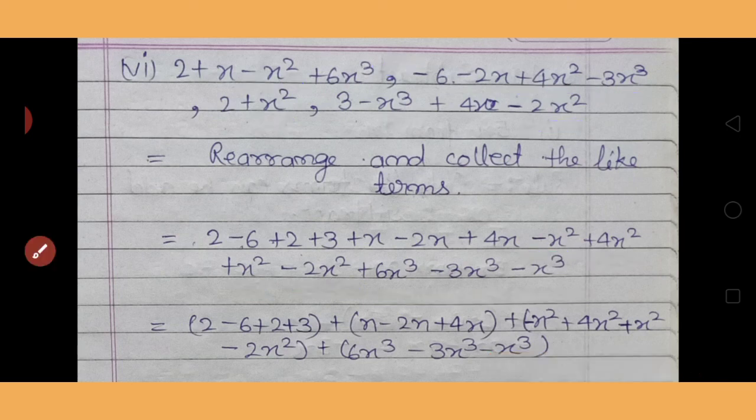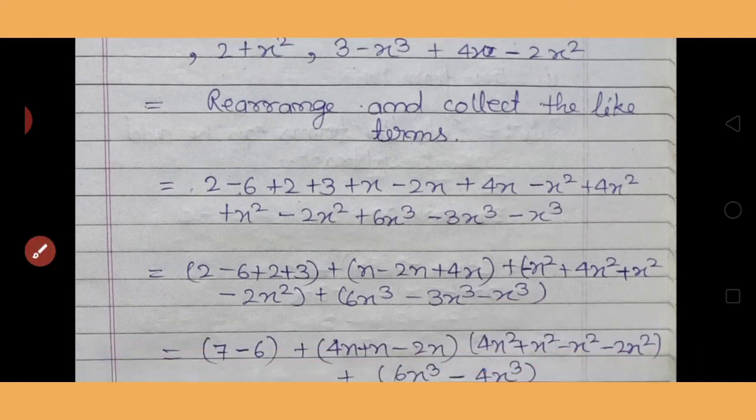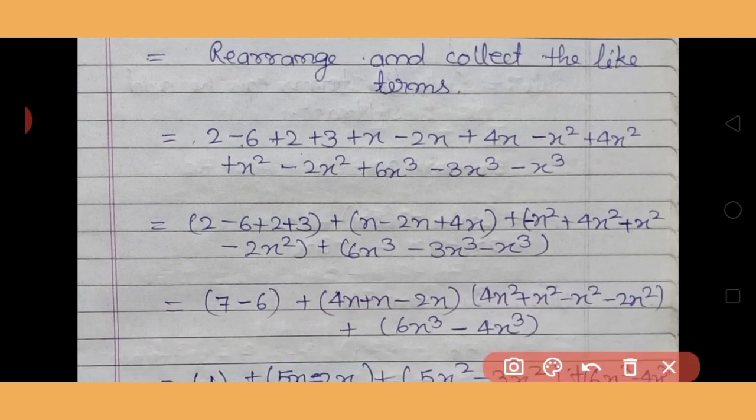As I have written, in the particular brackets we have to write: in the first bracket 2 minus 6 plus 2 plus 3; in the second bracket x minus 2x plus 4x; in the third bracket x square plus 4x square plus x square minus 2x square; and in the last bracket plus 6x cube minus 3x cube minus x cube.